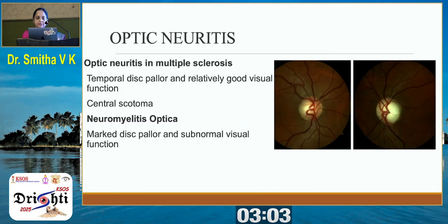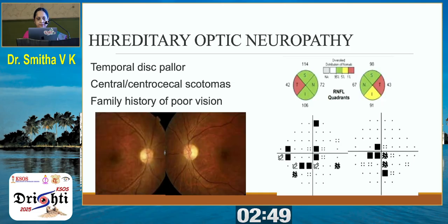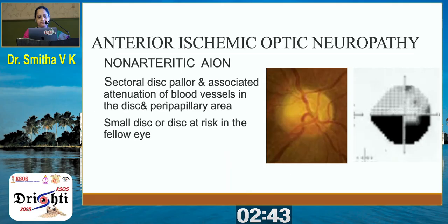In optic neuritis due to multiple sclerosis, there is temporal disc pallor and relatively good visual function. Central scotoma may be seen in HFA. And in neuromyelitis optica, there is marked disc pallor and subnormal visual function. In hereditary optic neuropathy, there is temporal disc pallor with central or centrocecal scotomas.